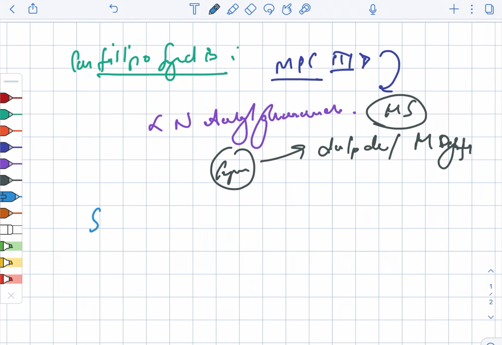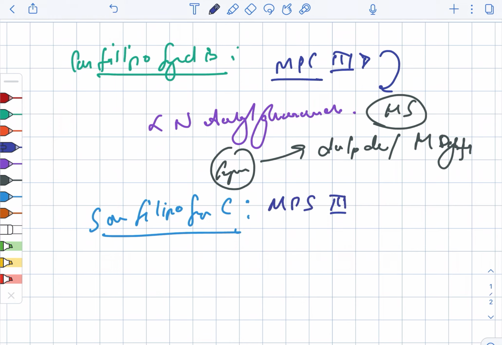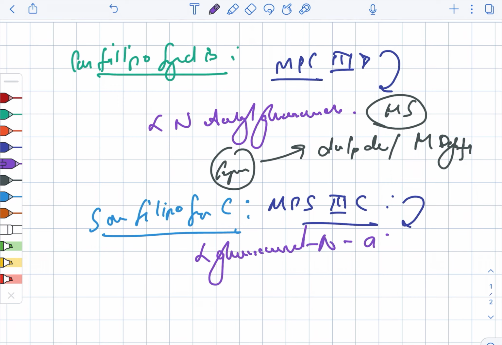Next, looking at the Sanfilippo syndrome C. Sanfilippo syndrome C includes the MPS 3C, and the enzyme defective is the alpha-glucosaminide N-acetyltransferase. The GAG affected is the heparan sulfate, and the symptom is same. There is the developmental delay as well as the presence of motor dysfunction.